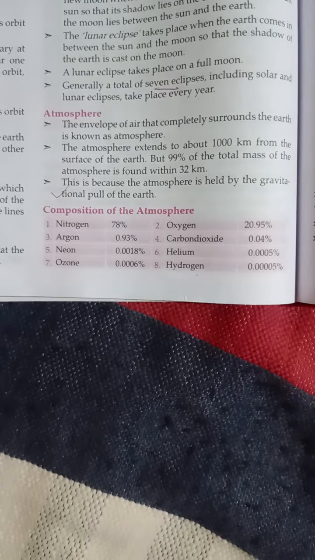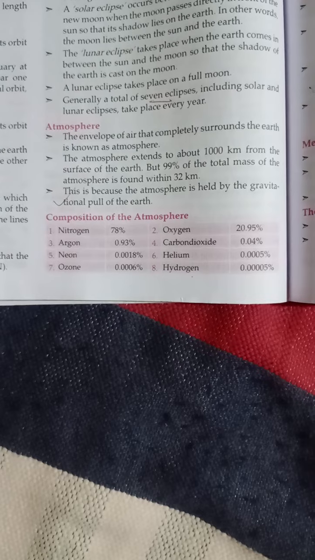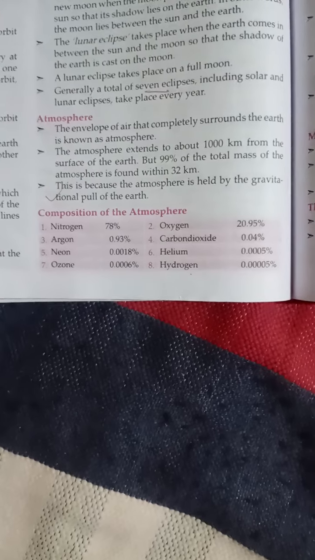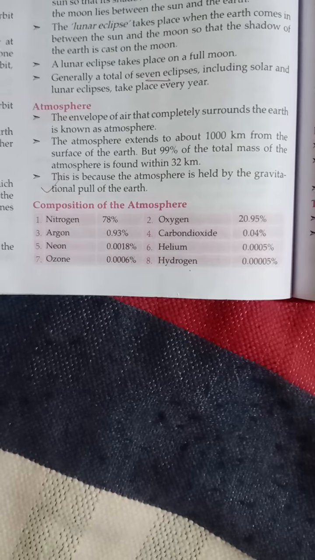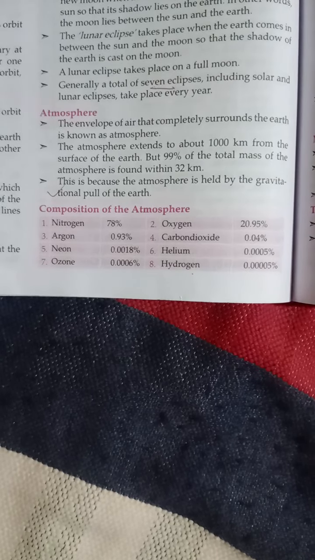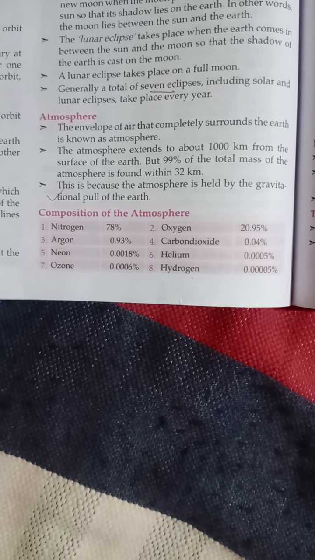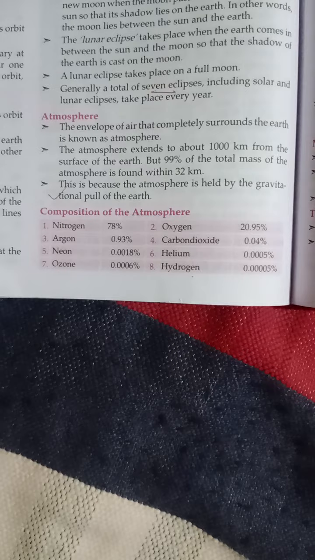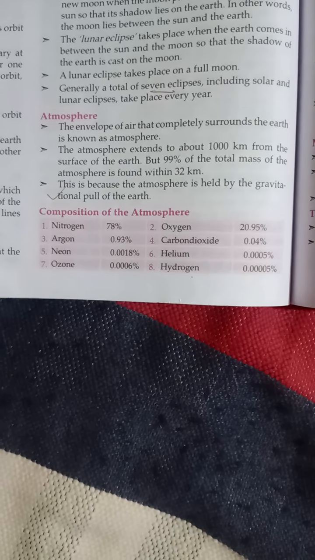Let's read about atmosphere today, which is a very important topic for all the upcoming exams. The envelope of air that completely surrounds the earth is known as atmosphere. The atmosphere extends to about 1000 kilometers from the surface of the earth, but 99% of the total mass of the atmosphere is found within 32 kilometers. This is because the atmosphere is held by the gravitational pull of the earth.